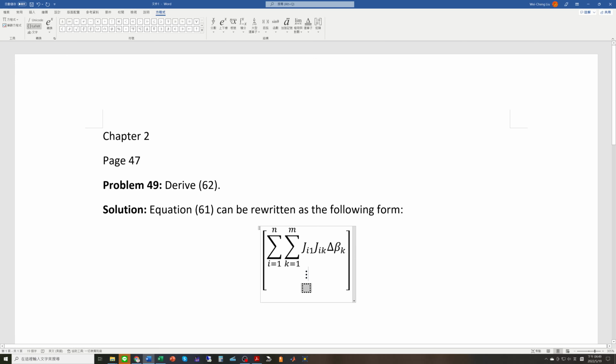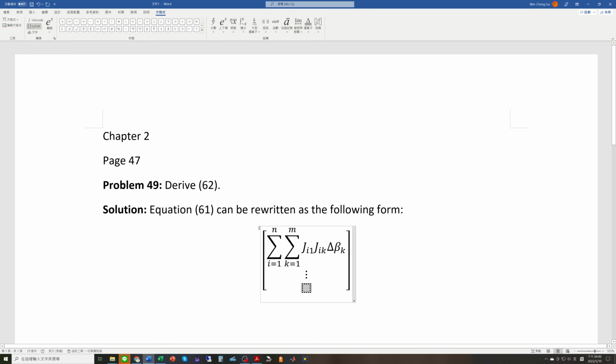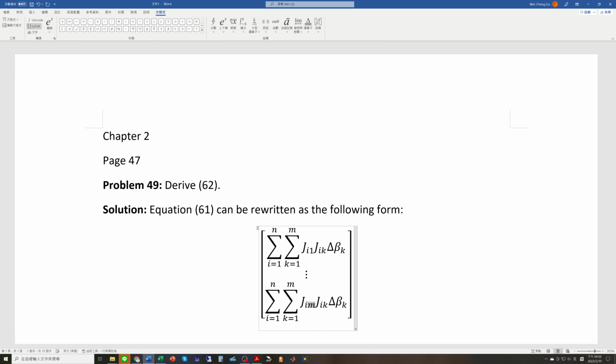Okay, and what is the last element of this vector? Let us go back to the handout. So the last element should be this term where j is equal to m. Okay, so we just need to copy the first element to here and change this index 1 to m. Okay, that is all.